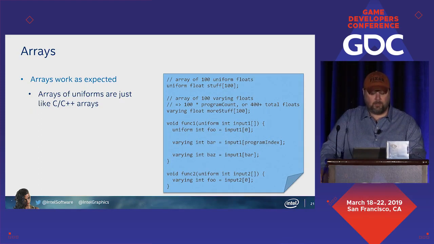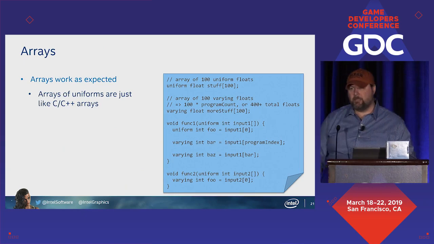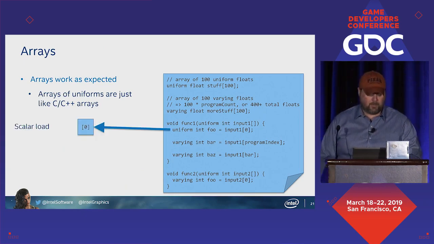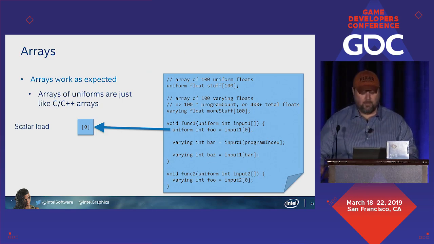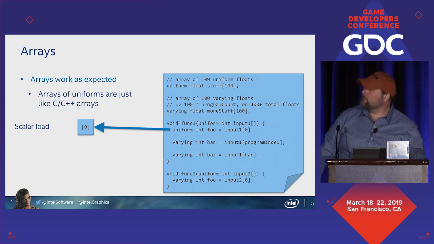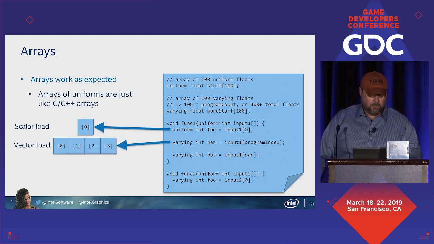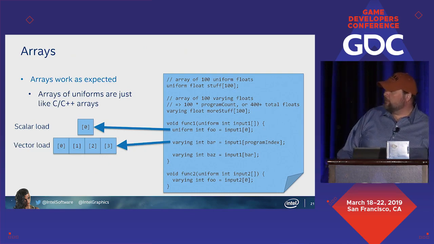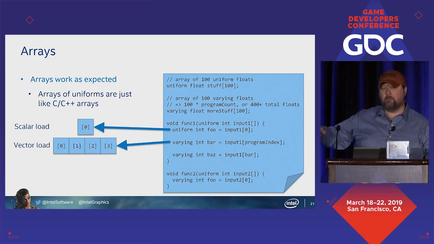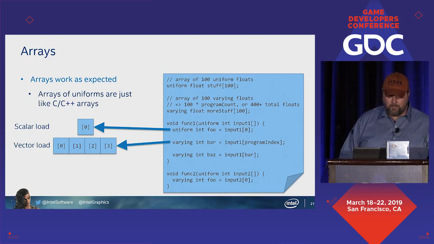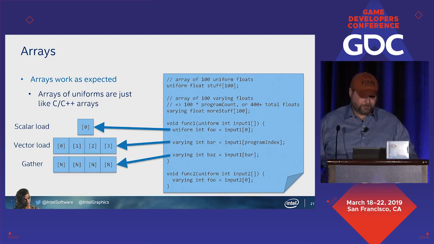So arrays, they work pretty much as expected. Arrays of uniforms are just like C++ arrays, so it's uniform layout in memory. If we take a look at what some of these array dereferences are doing here, we're taking uniform input 1, taking the first element and doing a scalar load into a uniform. And then here, we're taking input 1 and dereferencing it by program index, again, like 0, 1, 2, 3. And so we'll get the 0th, 1, 2, and 3rd element of the array. And that'll result in a vector load.